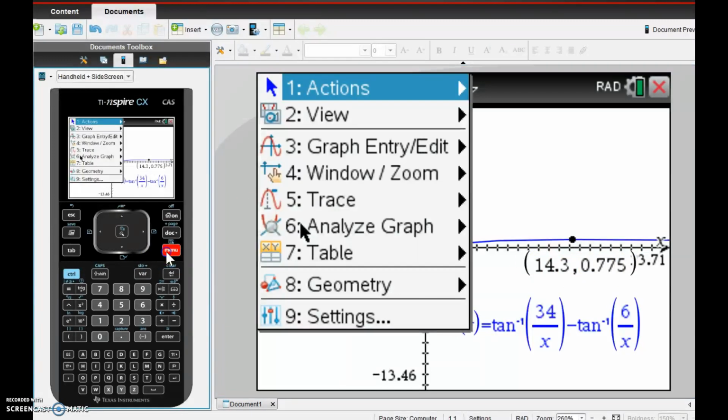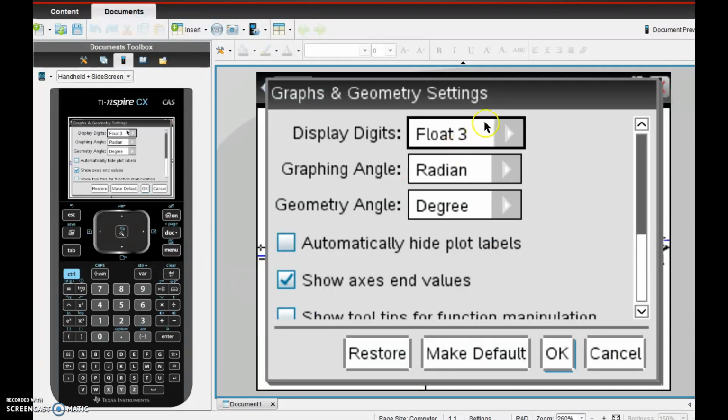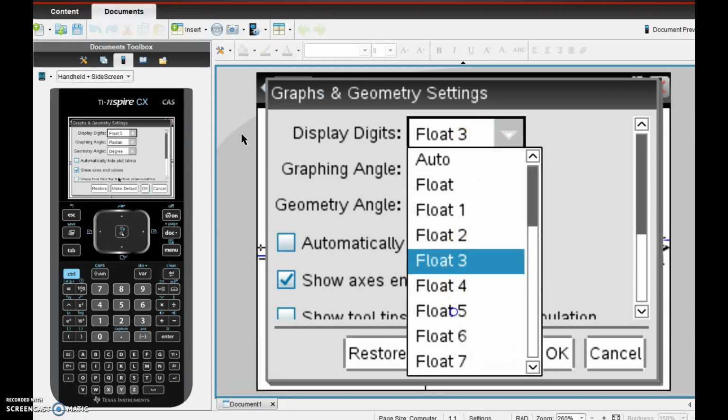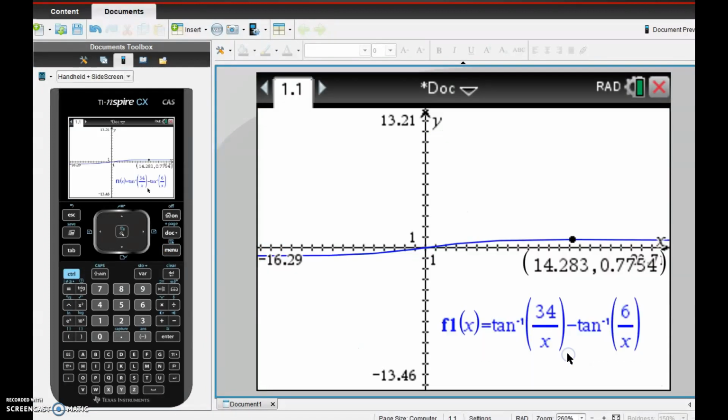And the only thing I'm going to do here is change it so that I have more decimal points. There, so 14.28 is the x value. So approximately 14.28, I don't remember what this is in feet, I guess, is the best distance away from the TV for maximum viewing angle.